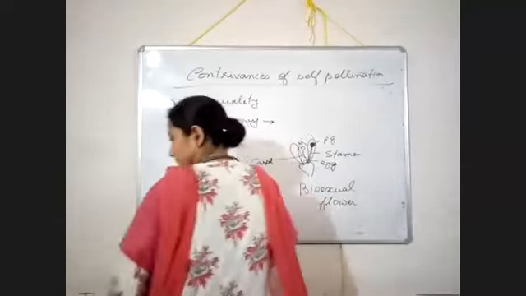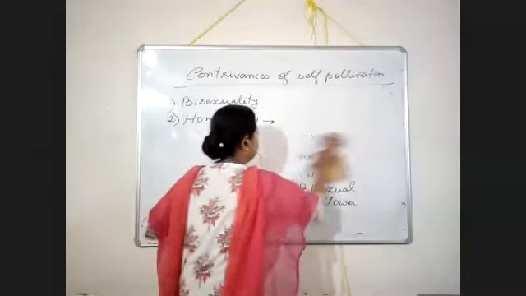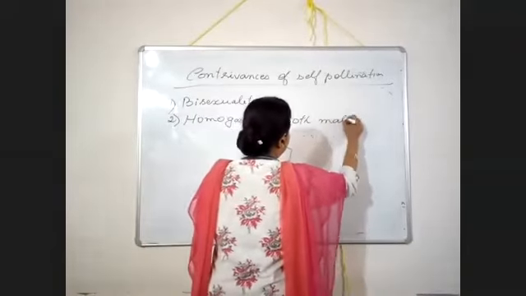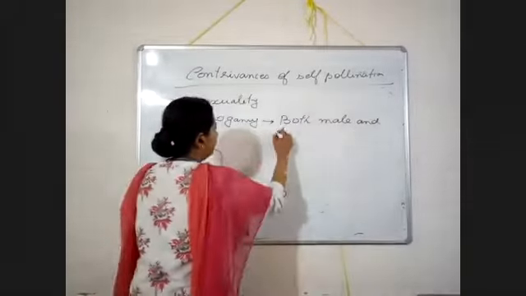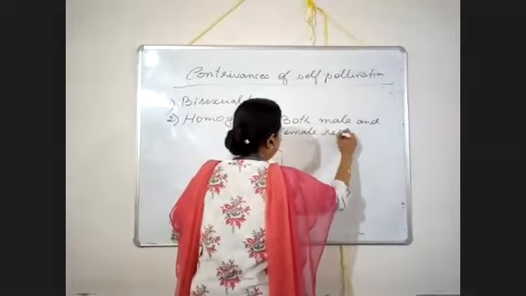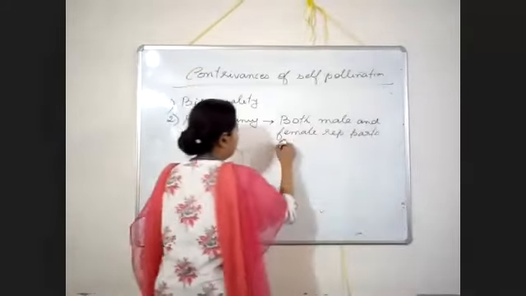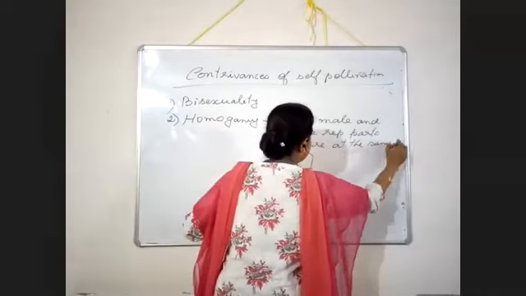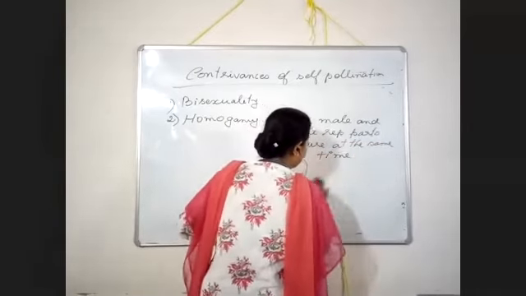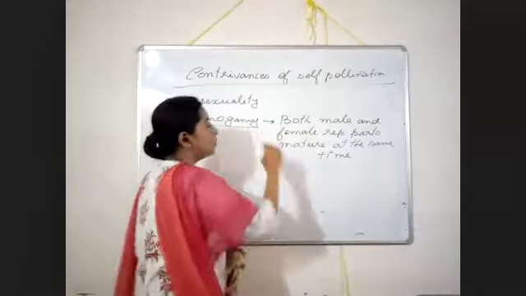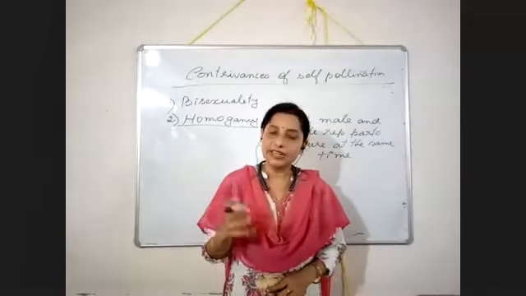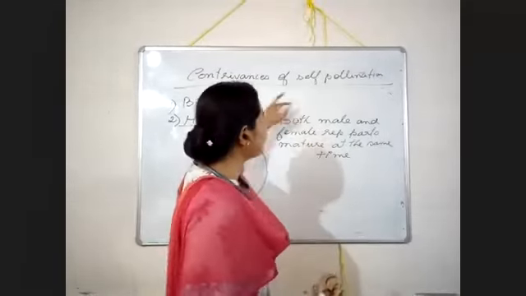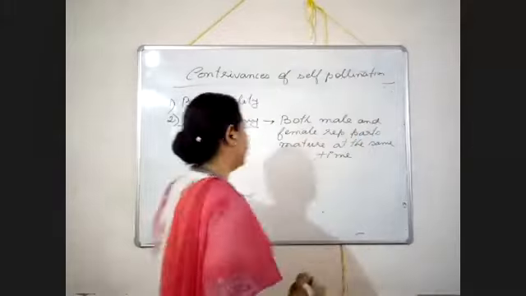What does homogamy mean? Both male and female reproductive parts mature at the same time. And the example could be Mirabilis, right? So if there is homogamy, that is, if both mature together, then it is easy for them to undergo self pollination. So this is the second factor that helps in undergoing self pollination.